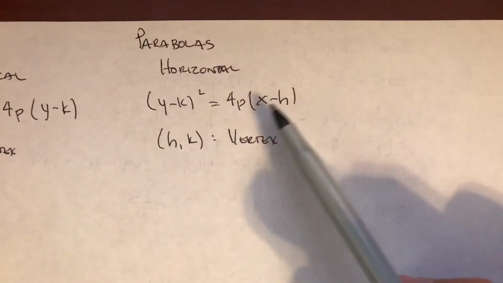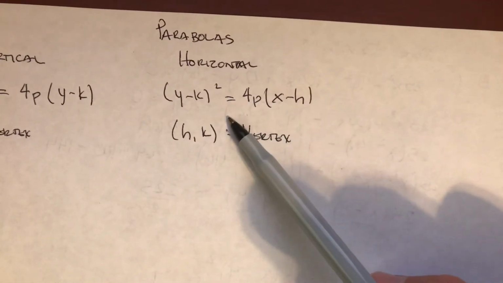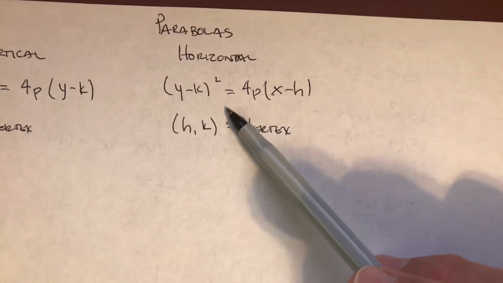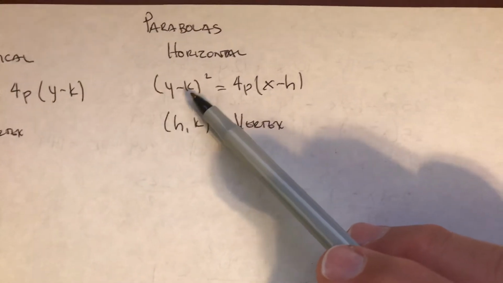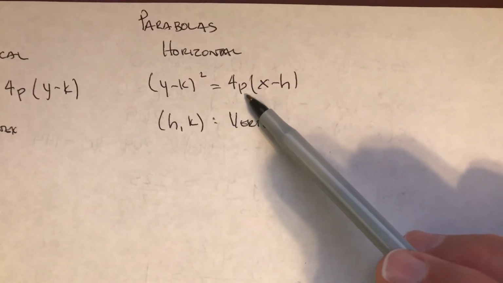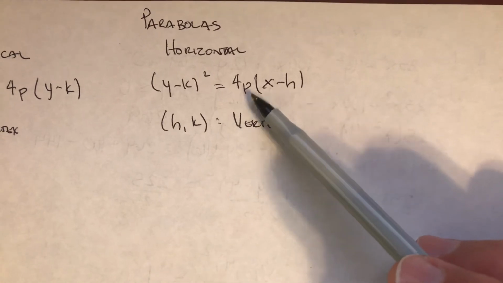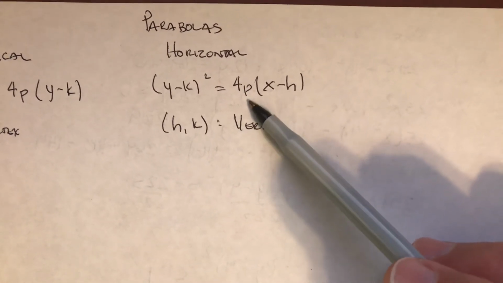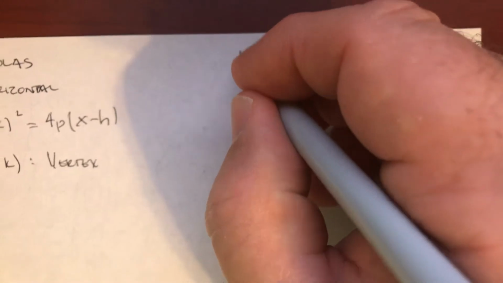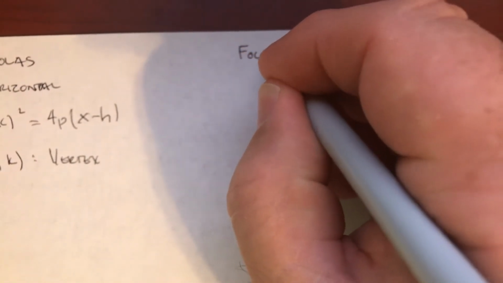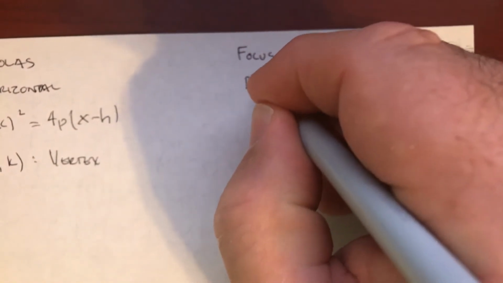A horizontal parabola either opens left or right, and that occurs when y is being squared. If p is positive, it opens right. If p is negative, it opens left. Now, some other terms that are involved in a parabola are the terms focus and directrix.